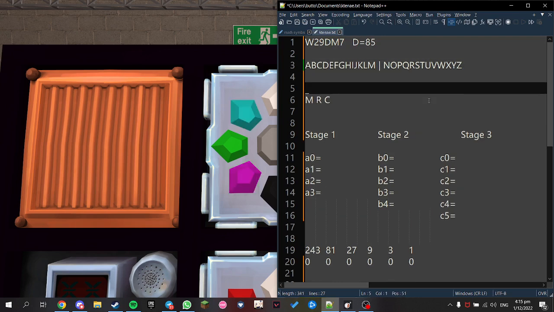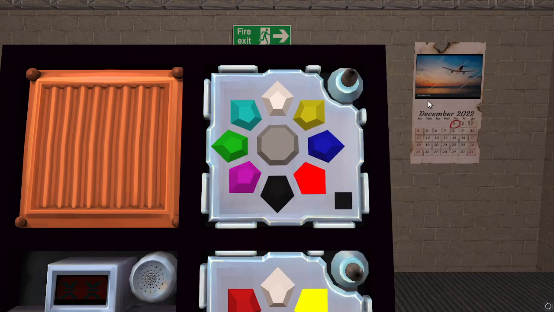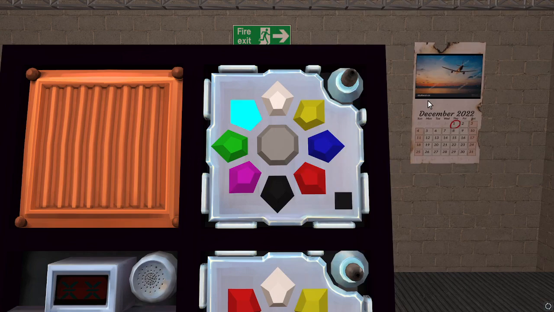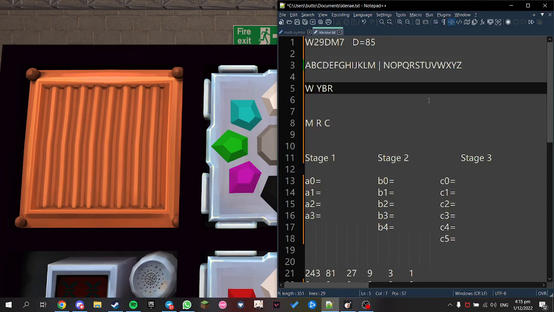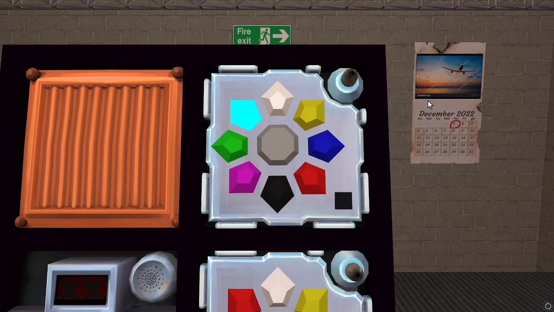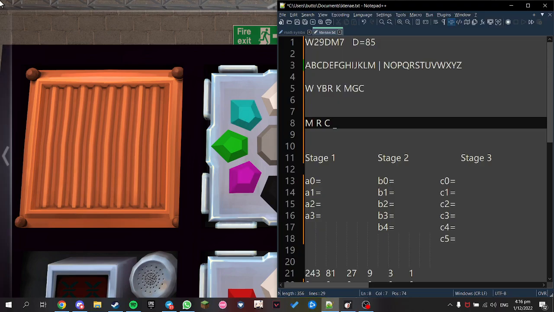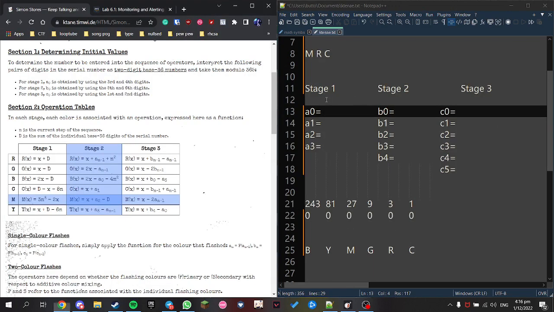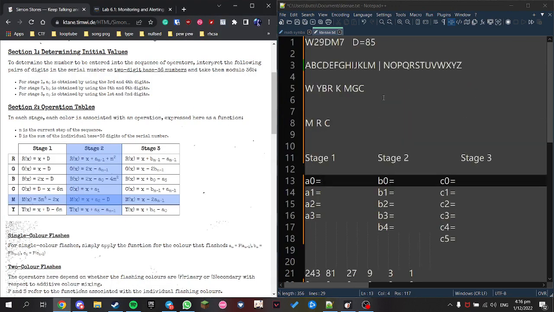Okay, what's our flash sequence? So it's white, yellow, blue, red, black, magenta, green, cyan. RGB is all on one side, right? Wait, no, not really. I'm pretty sure red and cyan are opposite each other again. Okay, so let's calculate our A0, which is the third and fourth digits.